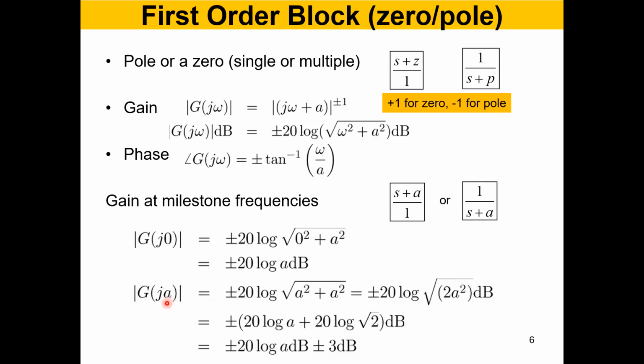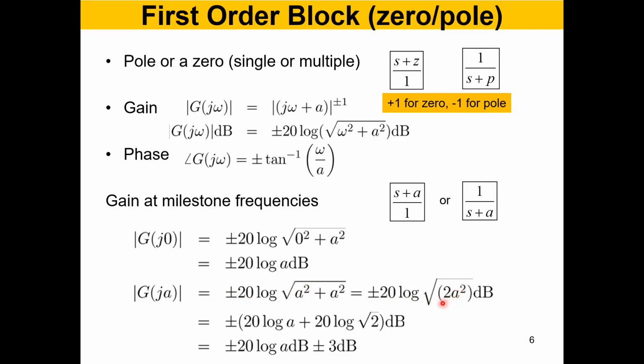Now, if you change your frequency to omega equals A, right? This is the DC level. This is some frequency which is equal to the value of the pole. You can write down this equation. Now, this time it becomes plus or minus 20 log square root of A square plus A square. That is 2A square. So you can take this 2 and A square separately.